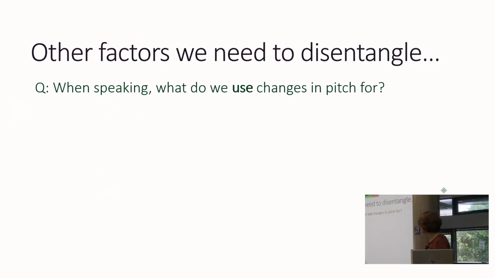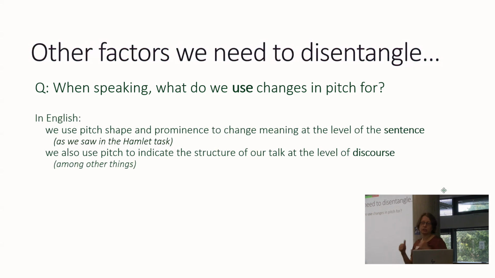So we saw with Hamlet, when we're speaking, what do we use changes in pitch for? Well, we saw that we can change the shape of our pitch contour or the relative prominence we give to certain words to change meaning at the level of the sentence in English. We do that a lot. I'm doing it now all the time.